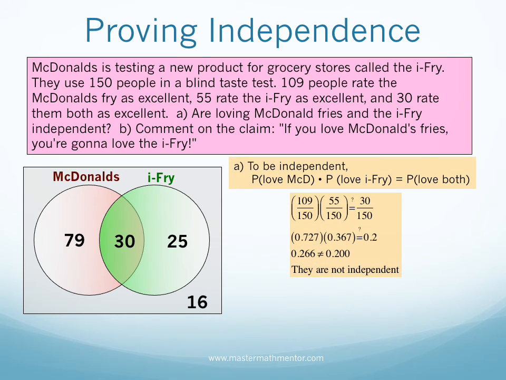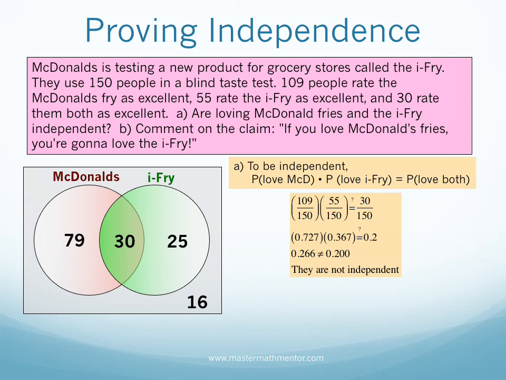To test for independence, the probability of choosing someone who loves McDonald's fries times the probability of choosing someone who loves the iFry must equal the probability of choosing someone who loves both. When we multiply 109 over 150 times 55 over 150 and check to see whether it is 30 over 150, we see that 0.266 is not equal to 0.200, so they are not independent.